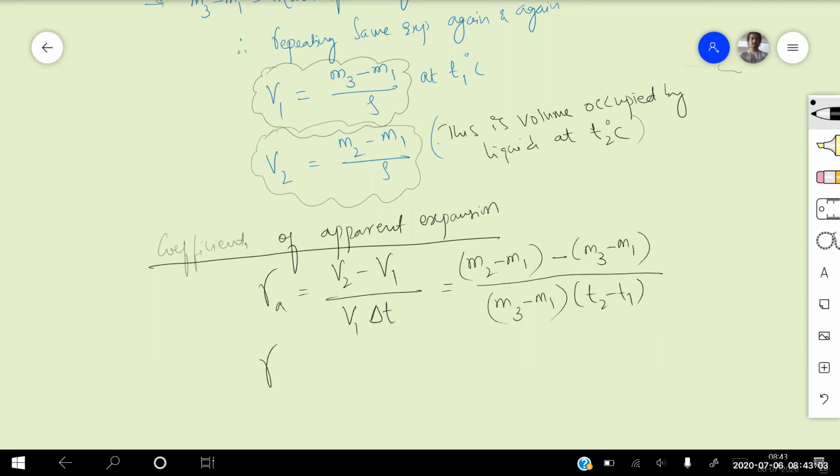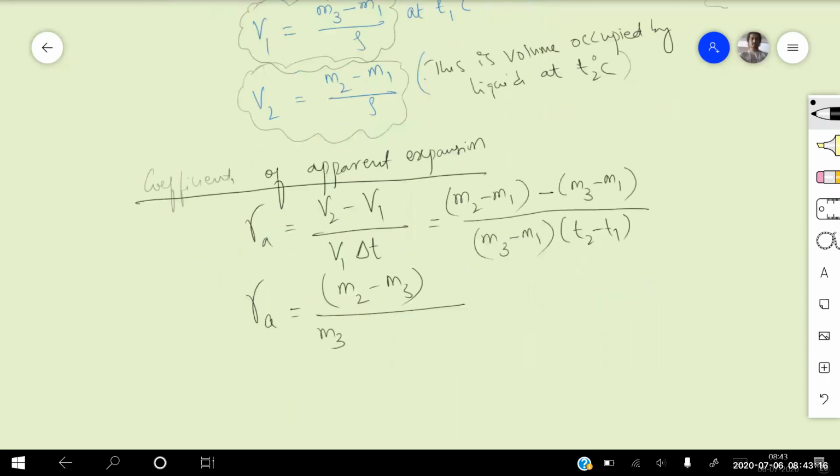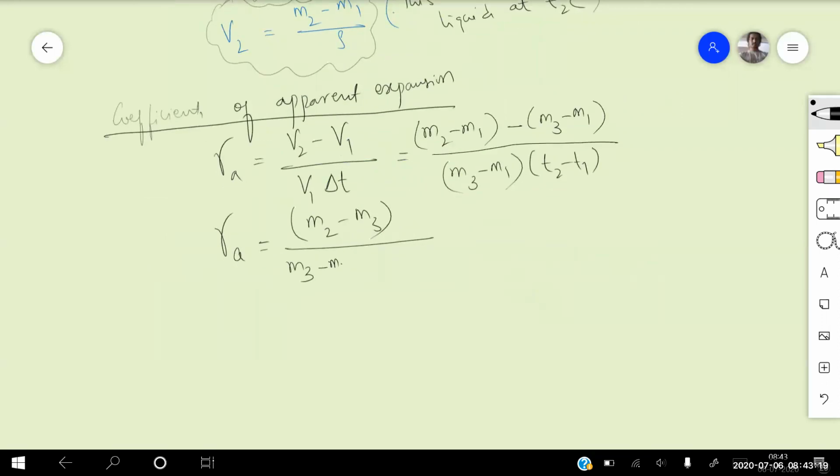So if I simplify this one, gamma apparent will be equal to M2 minus of your M3, because these two will get cancelled right now here, divided by, this one is your M3 minus of your M1 into T2 minus of T1. That means I can write in wording for this one, mass of liquid expelled. M2 minus M1 is nothing but what for me? Mass of liquid expelled divided by mass of remaining liquid.